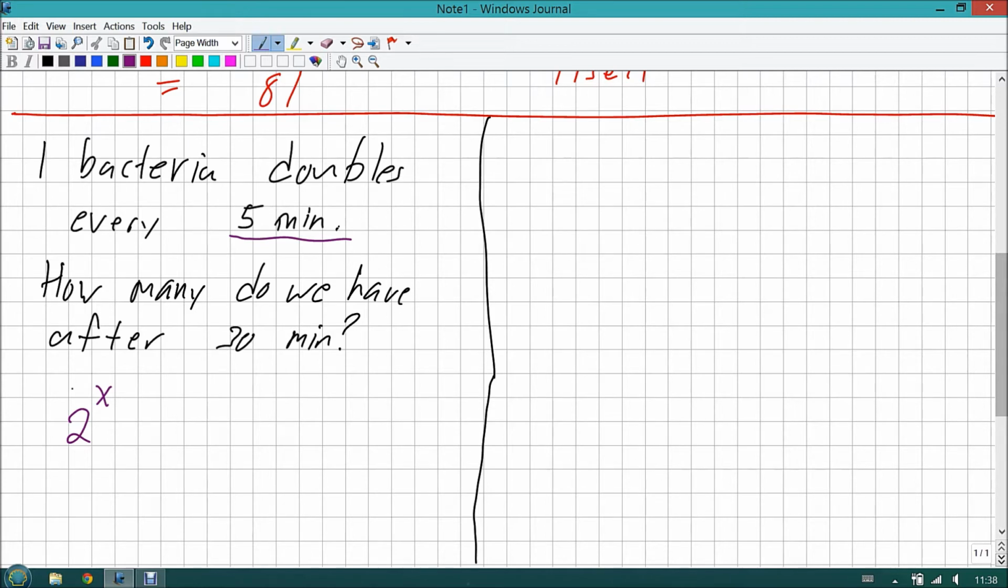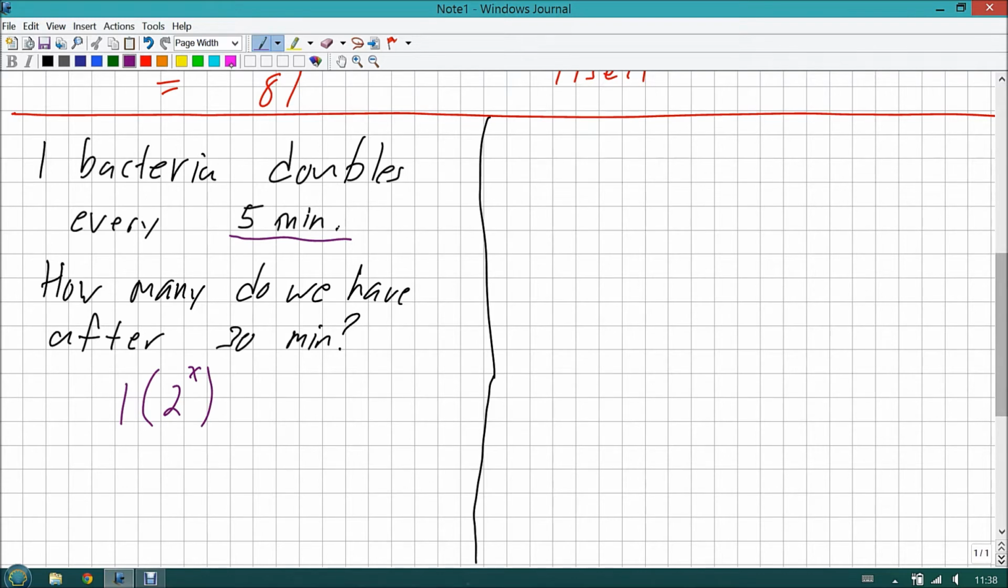Now the next question is, how many did we start with? Well, we started with 1. So what we would have is 1 times 2 raised to an unknown power. The 1 represents how many we started with, the 2 represents that we're doubling it, and the power of x tells us how many times we've doubled it.